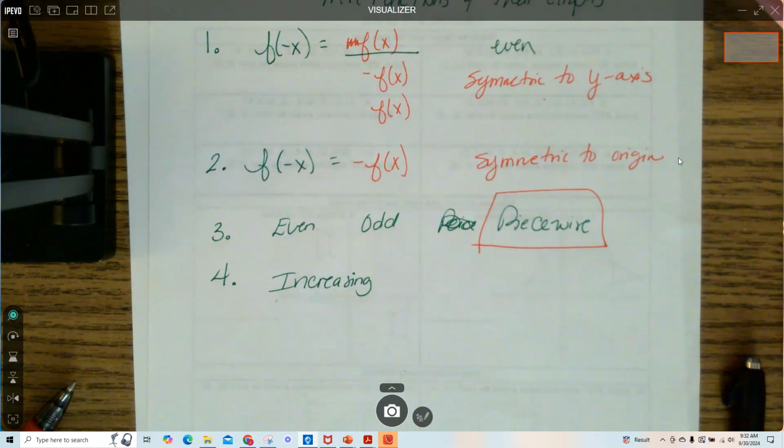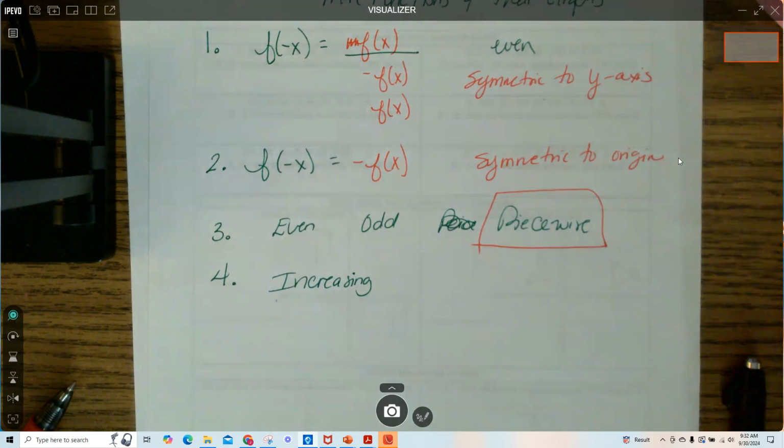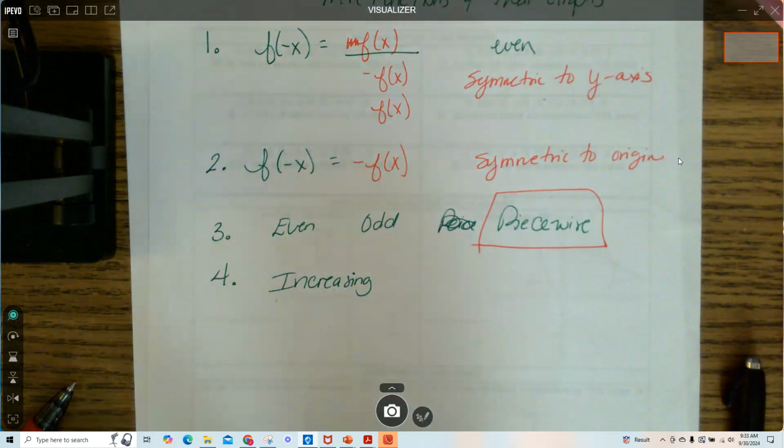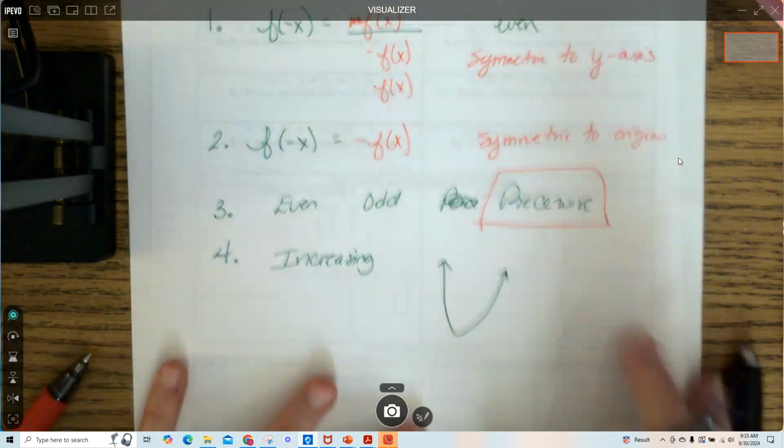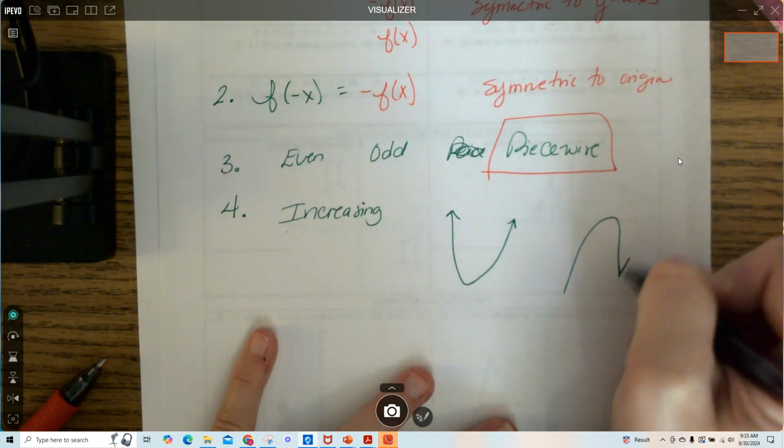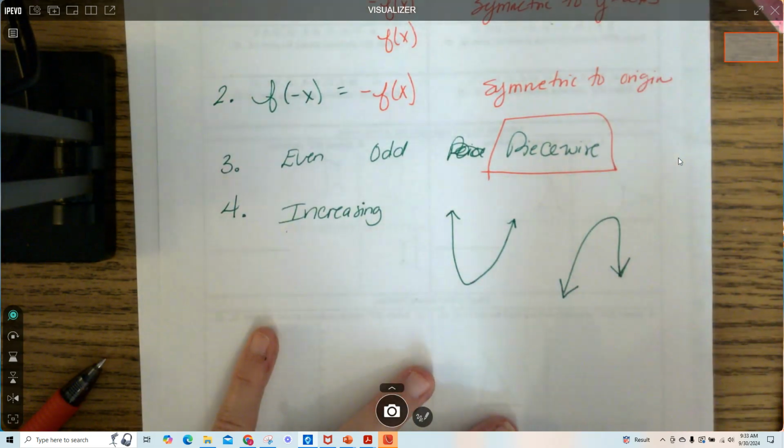Does everybody have a quadratic? Yeah. Does everybody's quadratic open up like this? Yes. Okay, so hang on, I'll do both. But some of you are going this way?